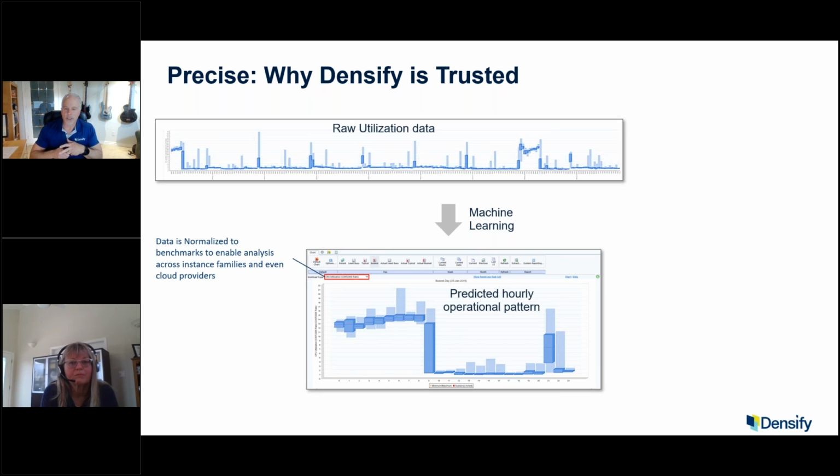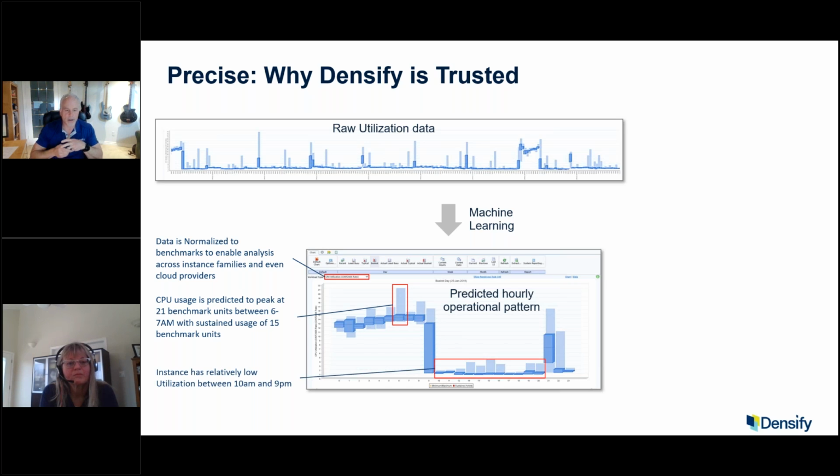Data is normalized to benchmarks, so we know what kind of chipset it's running on, so we know the relative compute capabilities of that. That will help us as we make recommendations to move across instances or even cloud providers. In this case, we can view through, what is this workload doing on a predicted basis? It's going to peak around 6 o'clock in the morning with some high sustained activity. We call them benchmark units here, but it will show CPU utilization, megahertz, and it's all normalized again to that benchmark. It's going to dip down between the afternoon hours and then go back up again.